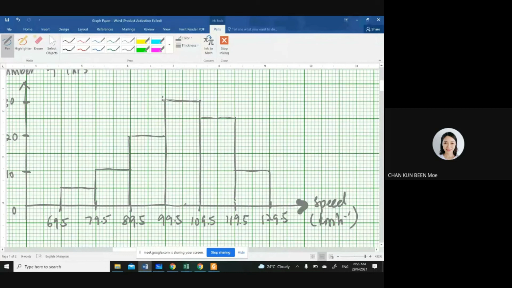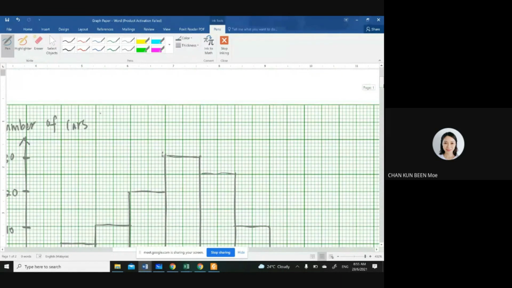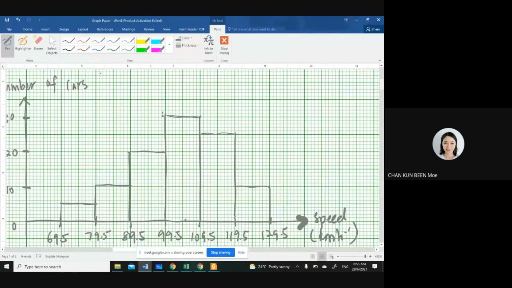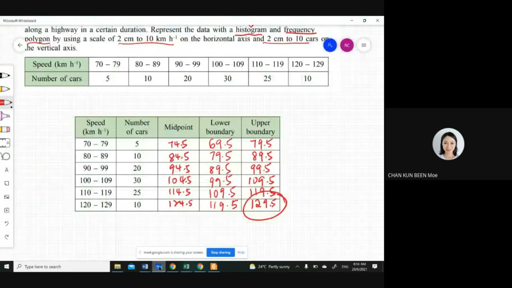Okay, so this is the histogram. We have done our histogram already for the first question. Do you have any question, class? No? Okay. Then we move on to the next one, the frequency table. So remember the frequency table, this one, we will need the midpoint. So we are going to plot all the midpoints on the histogram. Then you can see what a frequency polygon is.